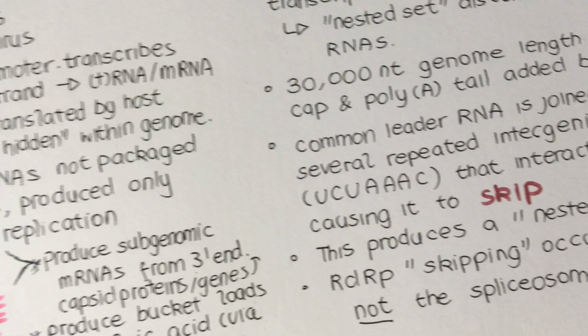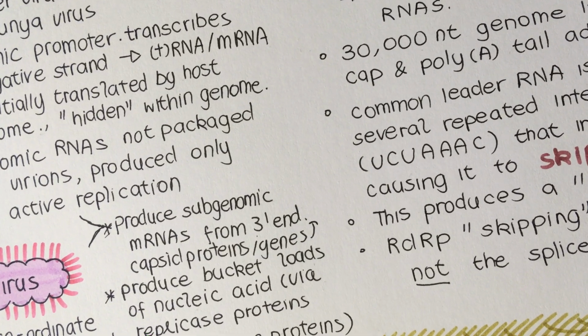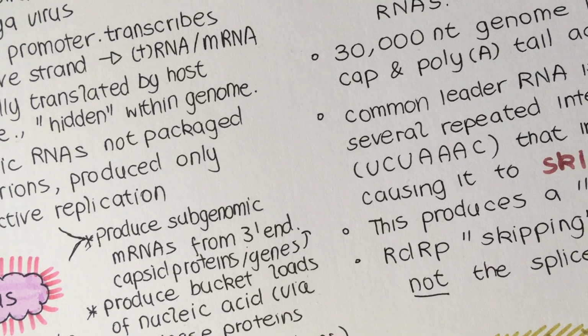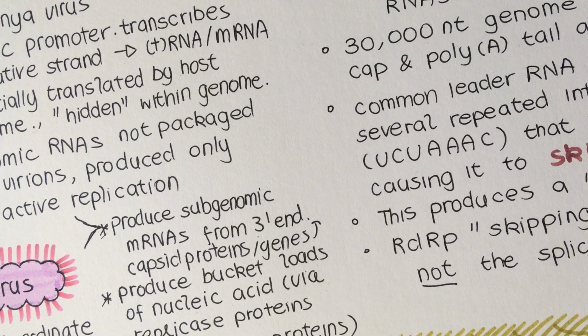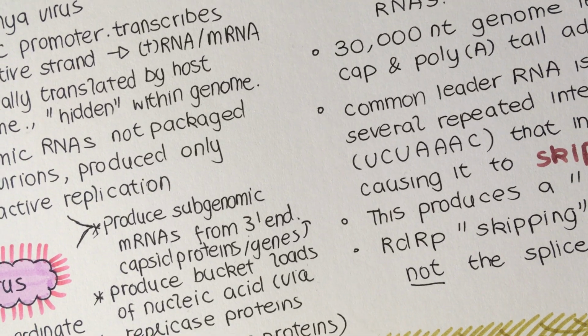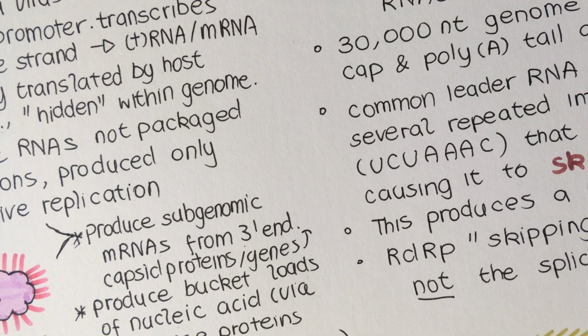Okay, now on to Coronaviridae. In Coronaviridae, you have a coronavirus RNA replicase which skips transcription, and by doing this, it produces a nested set of discontinuous subgenomic RNAs.